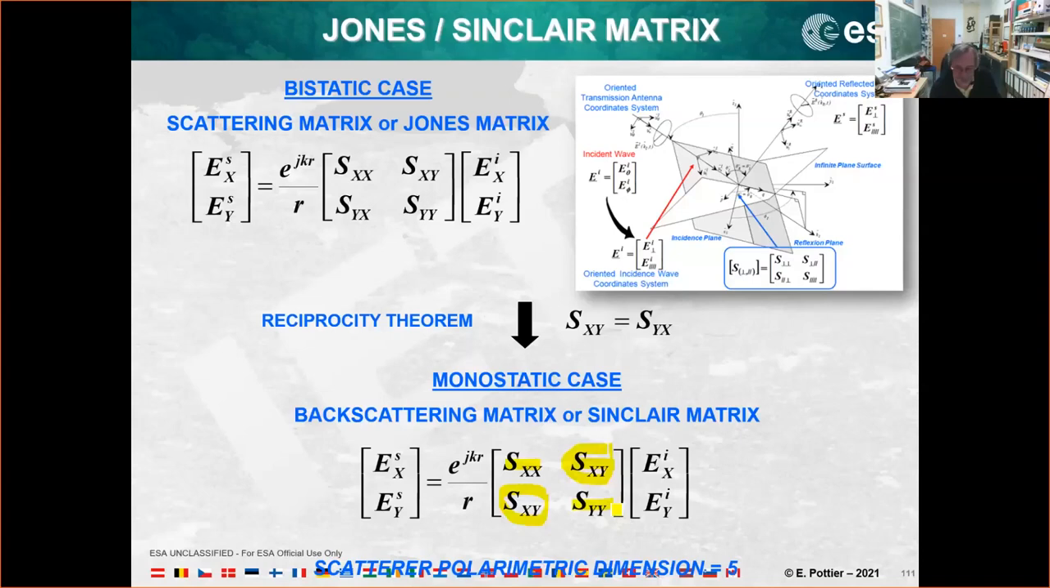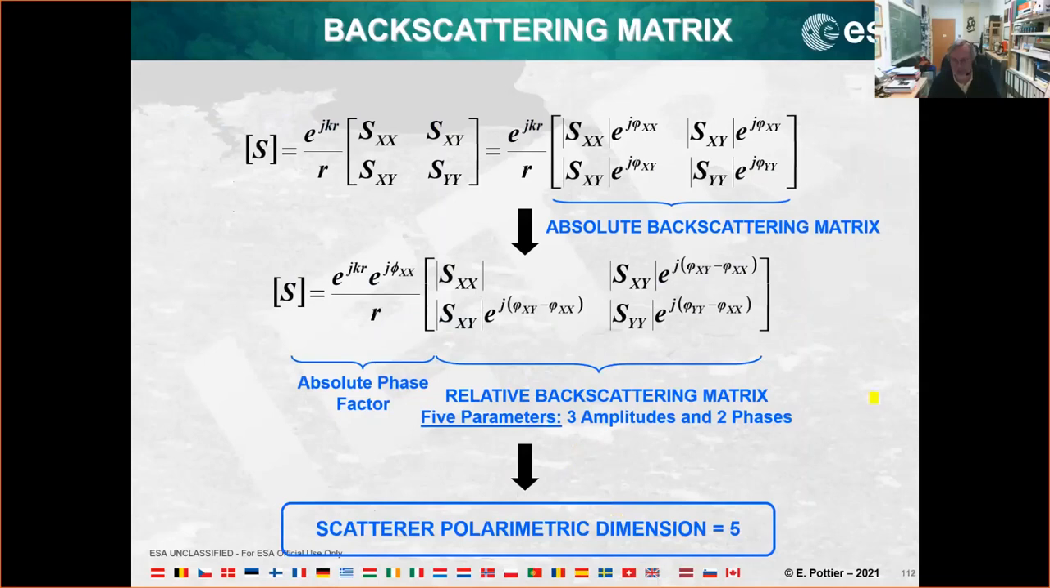Okay, so to summarize what I said is here. For a given pixel, this is a scattering matrix with the 1, 2, 3 magnitudes, the 1, 2, 3 phases. Okay, so I have 6 independent parameters. So I'm going to take out the absolute scattering matrix phase. So I'm going to take this phase out. So in conclusion, I shall have 1, 2, 3, 4, 5 independent parameters.